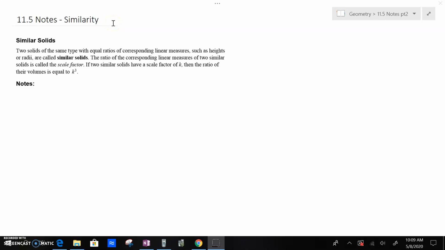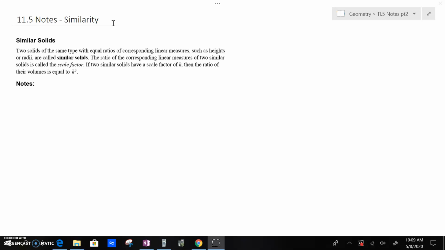Okay, this is the second piece, or second notes video, on the 11.5 section, and we're just going to deal with one more idea. I think it's important to treat it as its own topic because it's easier to understand sitting by itself. So this is the little screenshot of the one piece of the notes that we had talked about doing in a separate video: similar solids.